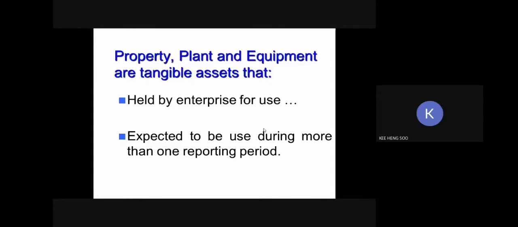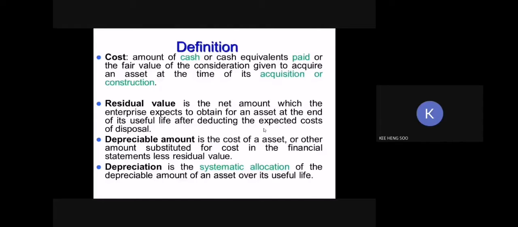The definition of property, plant, and equipment, it must have for use more than one accounting period. Definition, look at here. What is the cost? Cost is 500 ringgit. It's a cash or cash equivalent paid, or the fair value. Why? It's a cash equivalent. It can be cash, it can be check. Then you pay, or fair value of the consideration, the price, to acquire an asset at the time of acquisition or construction. Why I say like that? Why is there a fair value?